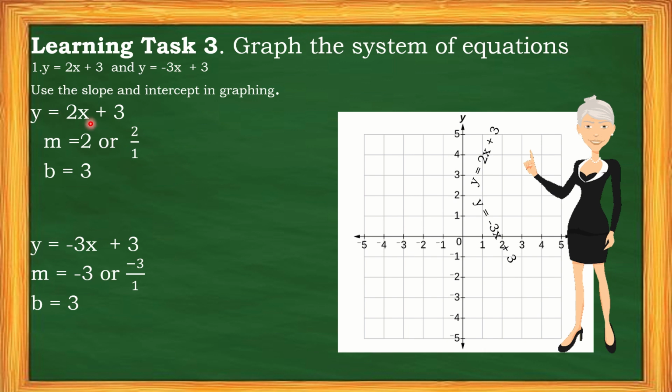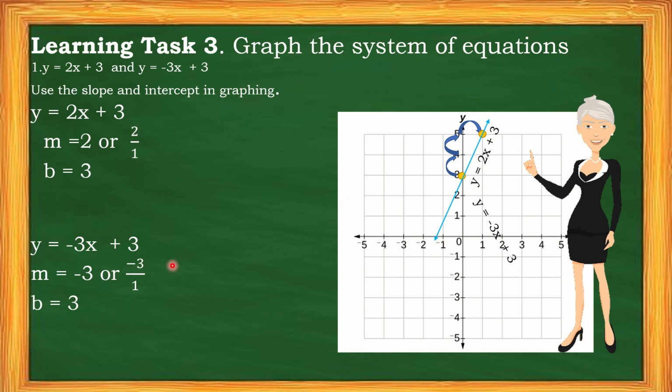In the first equation, the slope is 2 or 2 over 1. The y-intercept is positive 3. So let us locate the y-intercept first. It is here. Then use the slope to determine the other point. The rise is 2, so 2 units upward. Then the run is 1, 1 unit to the right. The other point is here. Then just connect the 2 points. So this is now the graph of y equals 2x plus 3.